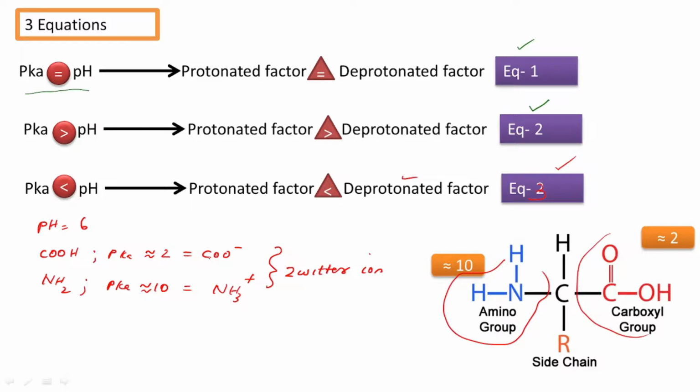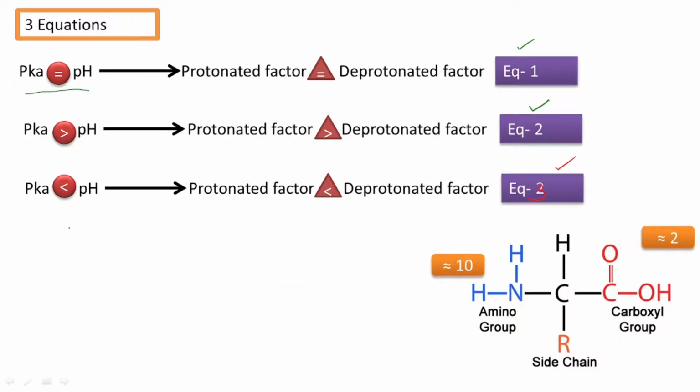Okay, next I'm going to talk about another situation, where the pH is equal to 11. In that medium, what will happen to the carboxyl group of that amino acid? For the carboxyl group, we know its pKa is approximately equal to 2. No way is the first equation applicable. Coming to the second, is pKa 2 greater? No, it's not applicable.